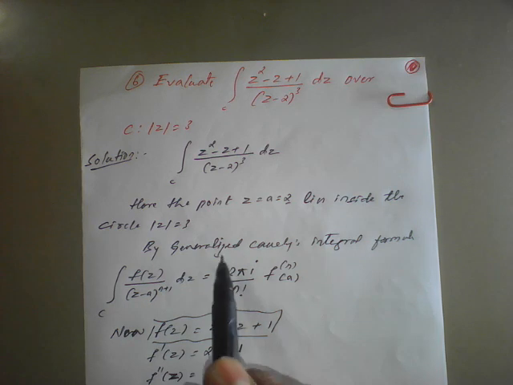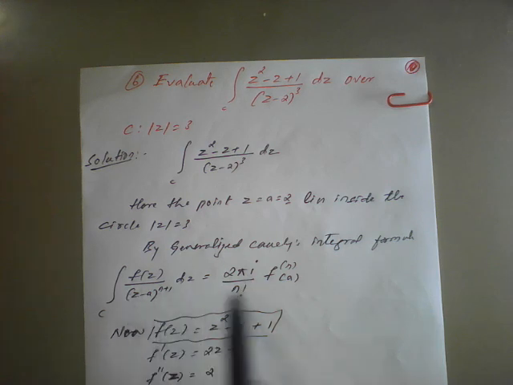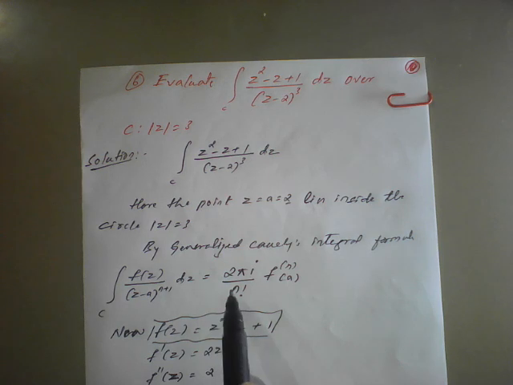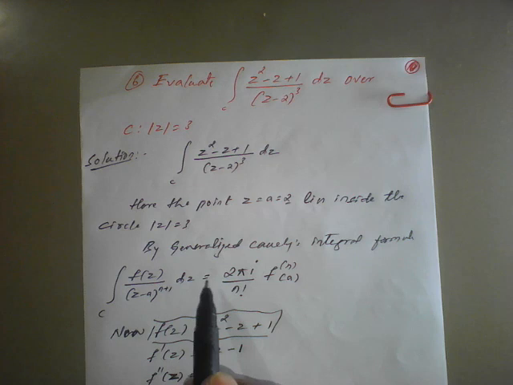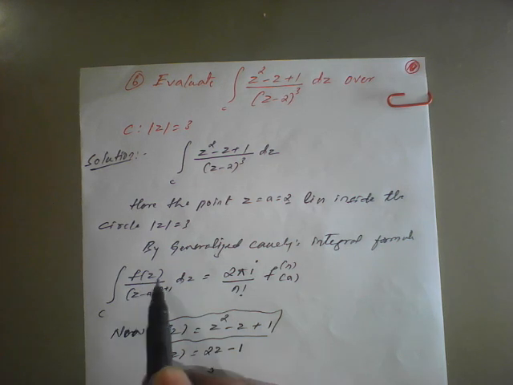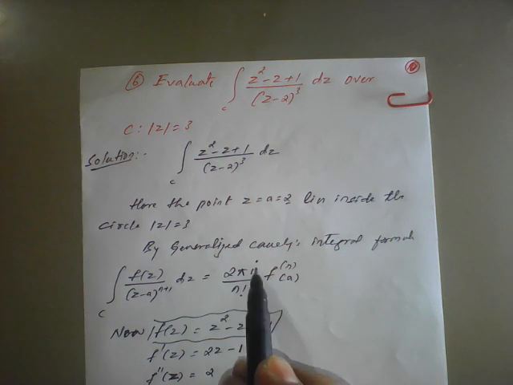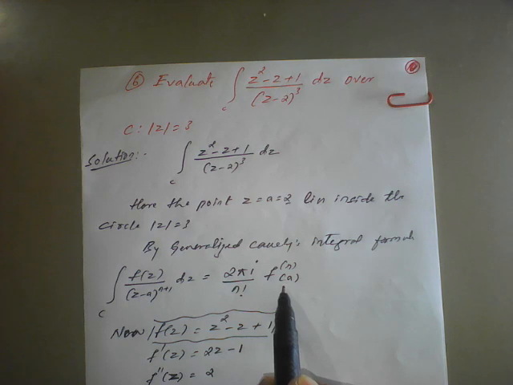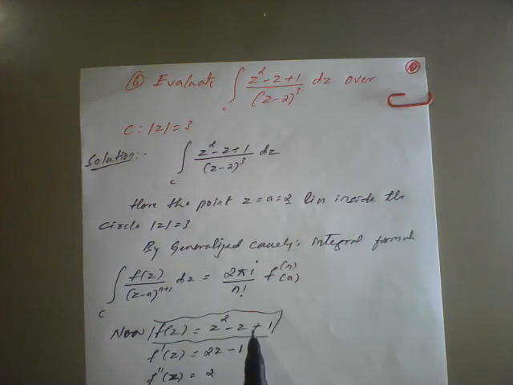So by the generalized Cauchy's integral formula, integration of f of z upon z minus a raised to n plus 1 dz. I have rearranged this as required for the problem. You just refer to the main generalized formula, rearrange, and you will get it in this form: integration of f of z upon z minus a raised to n plus 1 into dz is equal to 2 pi i upon n factorial f raised to n of a. Here the numerator part is nothing but f of z.